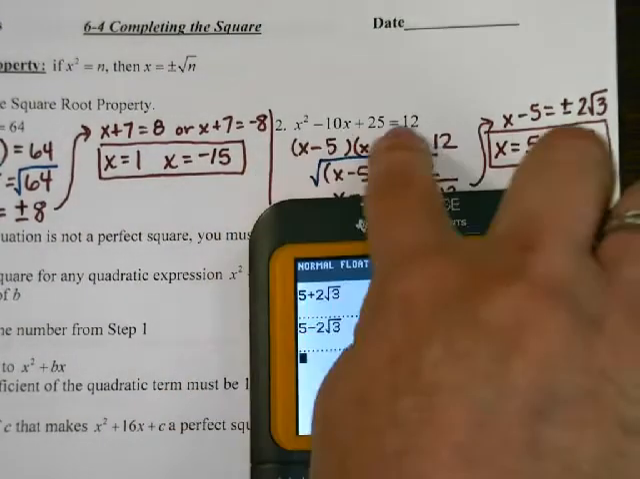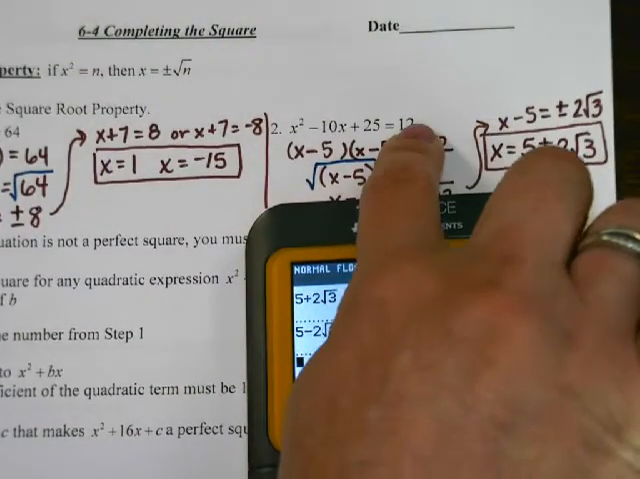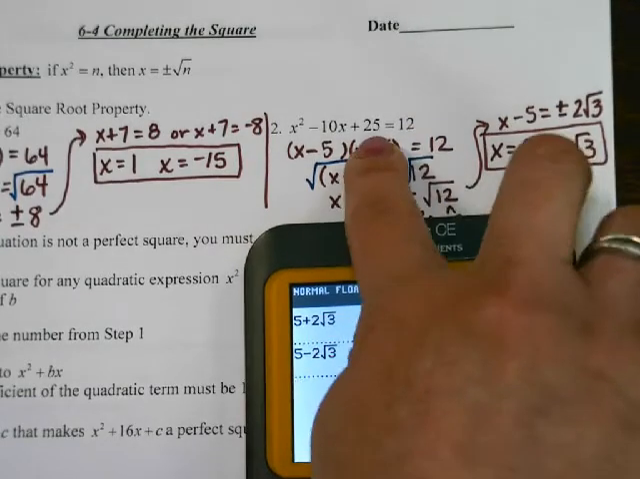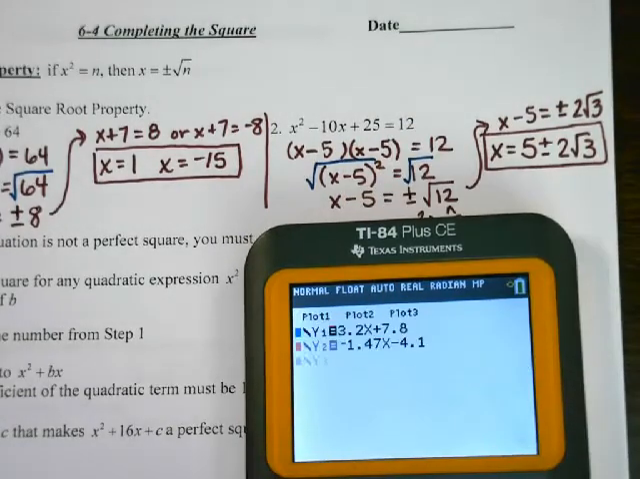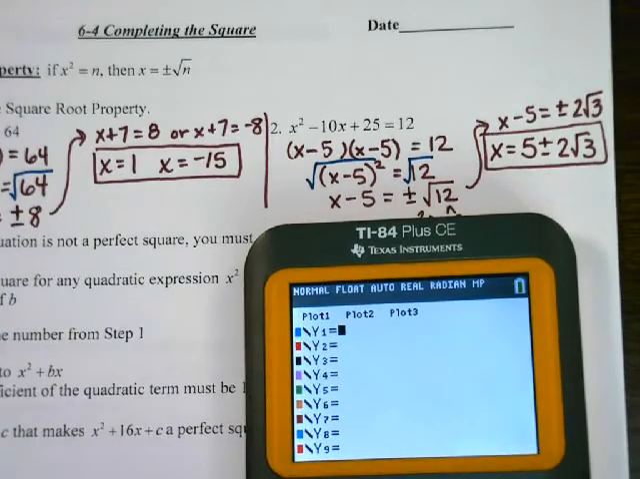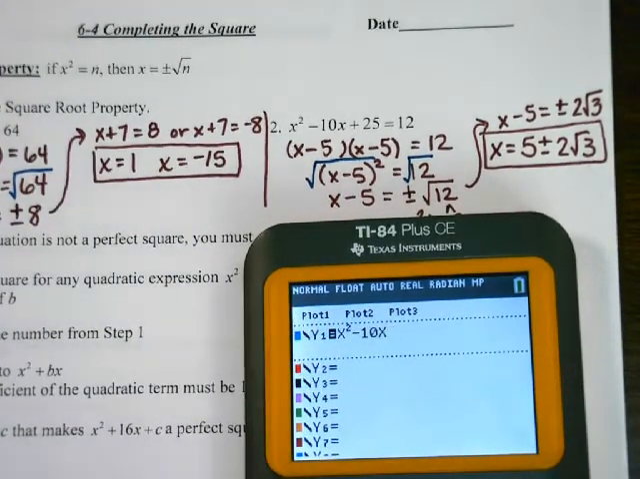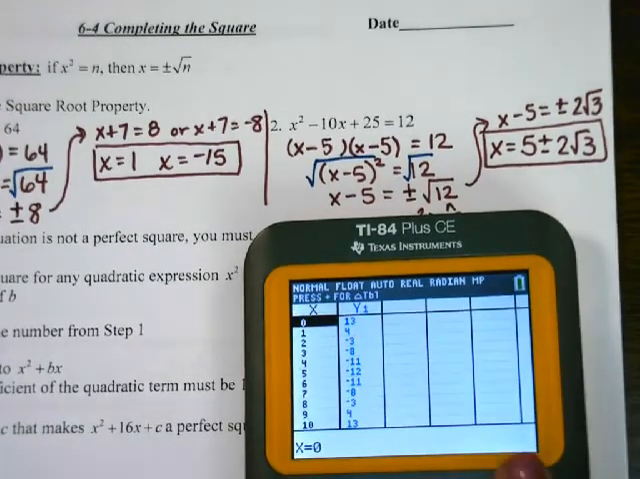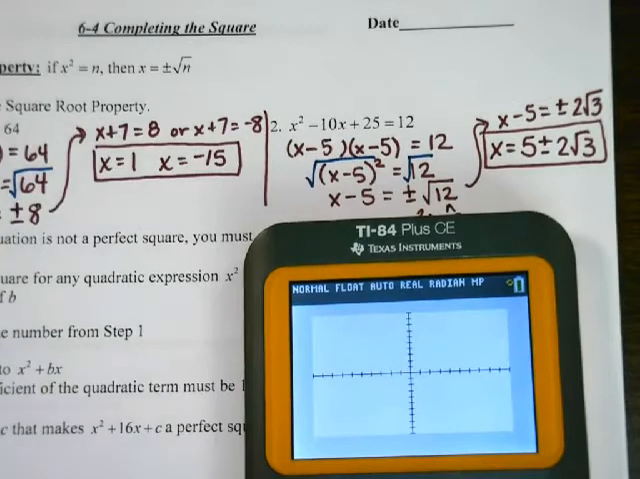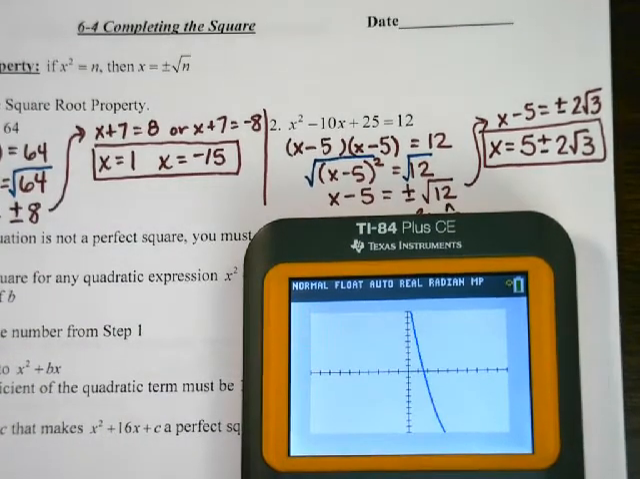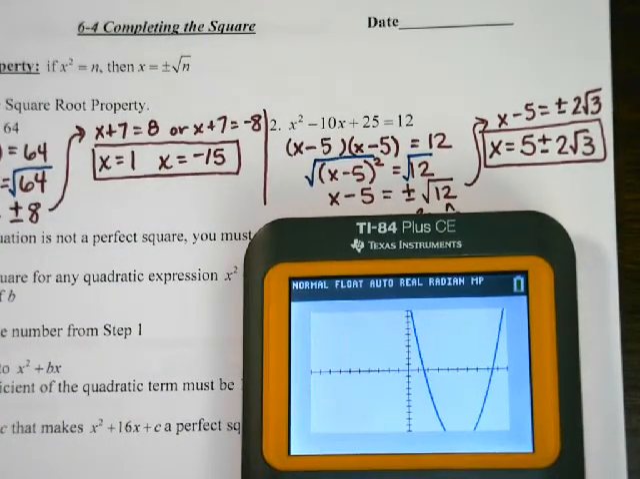In order to put that guy in my calculator, though, I need him to be equal to 0. So 25 minus 12 is 13. Okay, so I'm going to put this guy in my calculator. X squared minus 10x plus 13. Whoops, sorry. He should cross the x-axis at about 1.5. Hey, look at that. And at about 8.5. Did it happen? It did. We are magical.